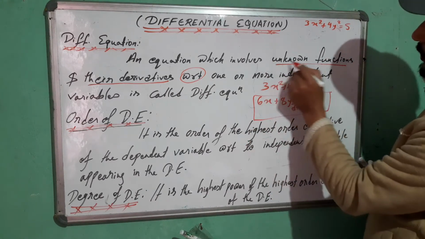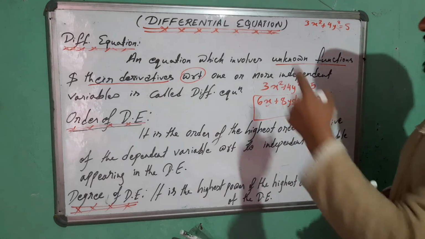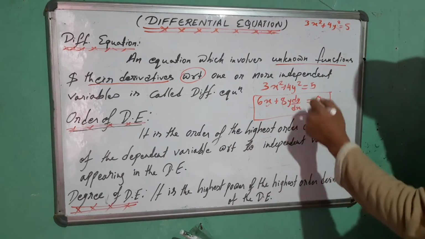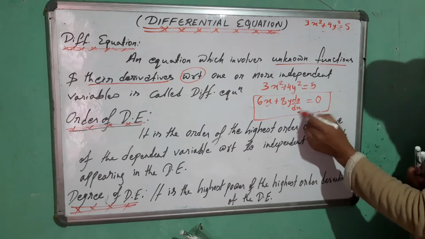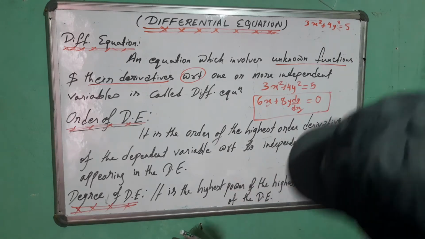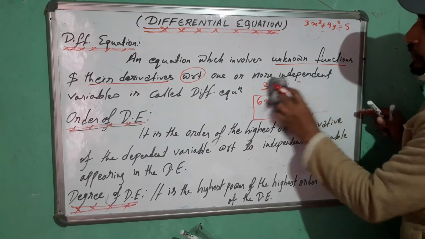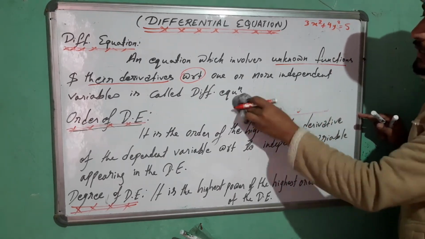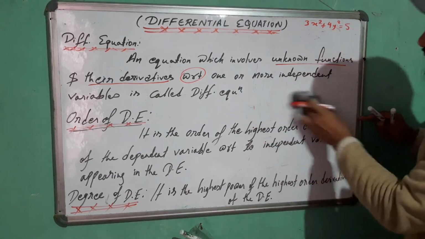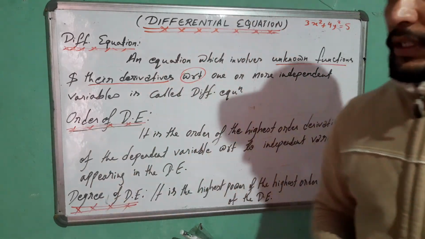An equation which involves unknown functions, meaning this x and y, and their derivatives with respect to one or more independent variable. Their derivative is dy dx. Here the independent variable is x and the dependent variable is y. This is called a differential equation. In the simplest manner, an equation which contains dy dx or any derivatives can be considered a differential equation.